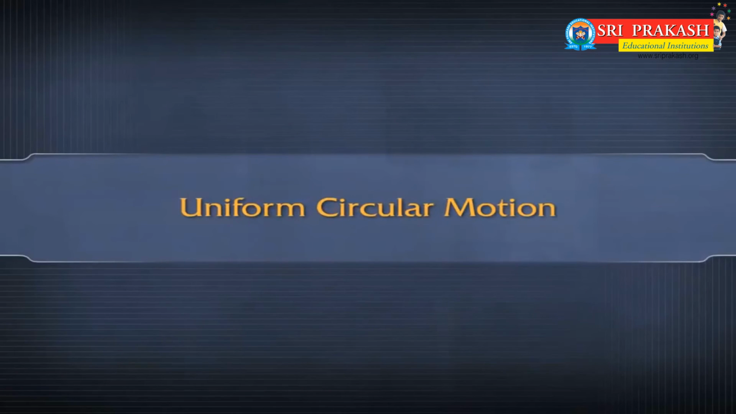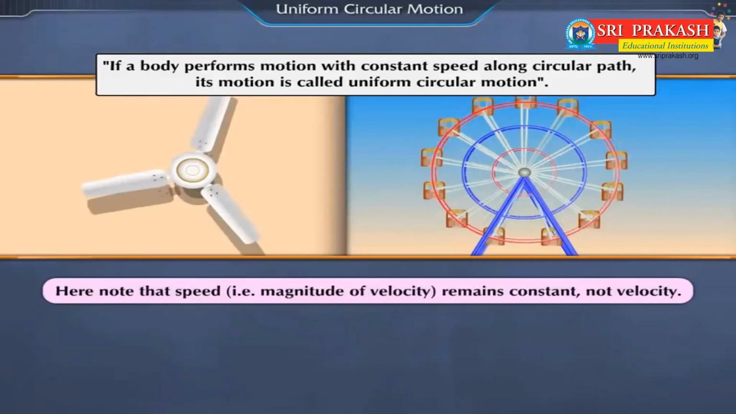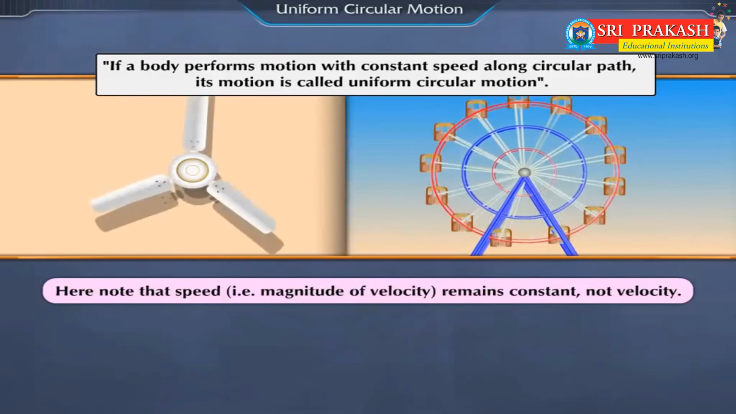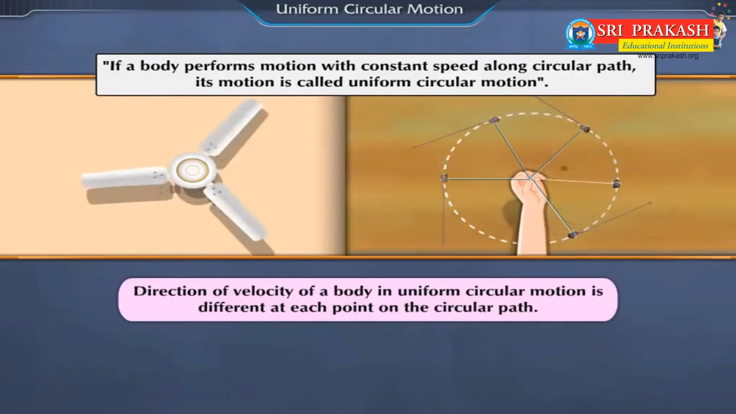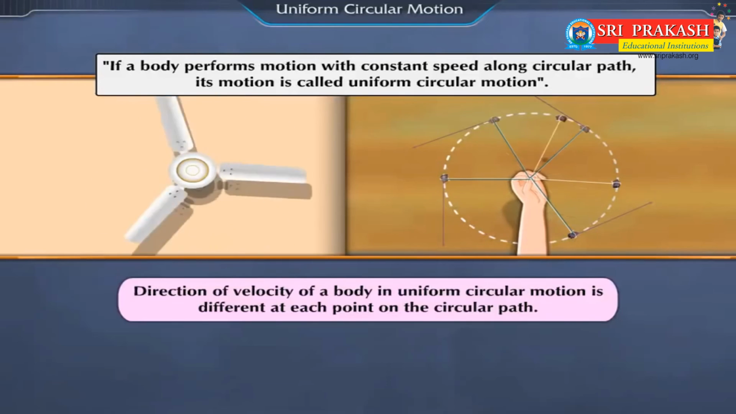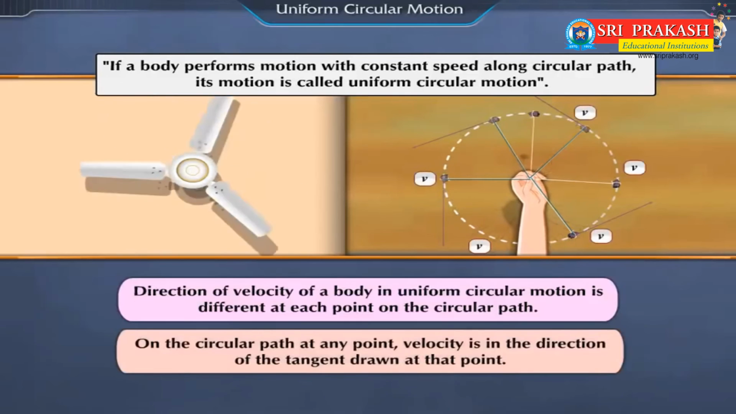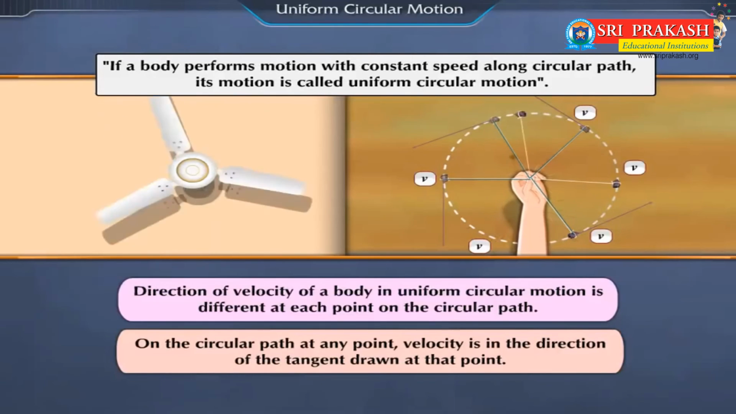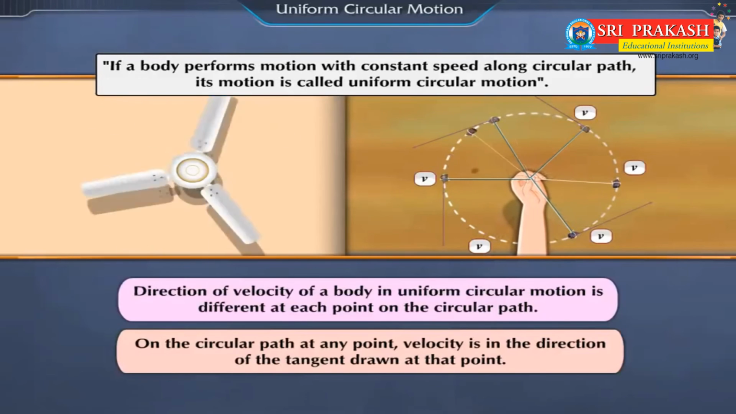Uniform circular motion. If a body performs motion with constant speed along a circular path, its motion is called uniform circular motion. Here, note that speed remains constant, not velocity. The direction of velocity of a body in uniform circular motion is different at each point on the circular path. On the circular path at any point, velocity is in the direction of the tangent drawn at that point.